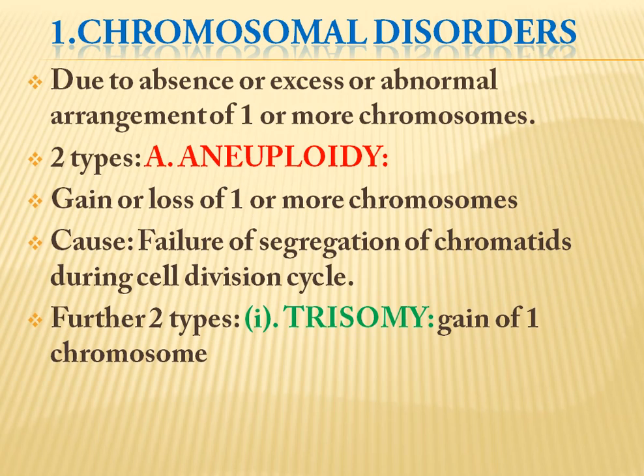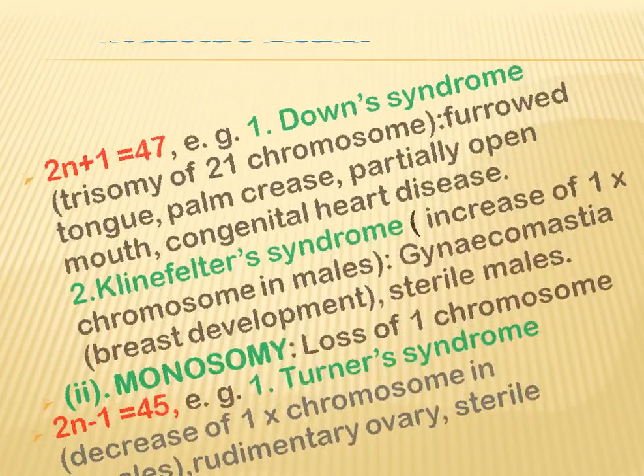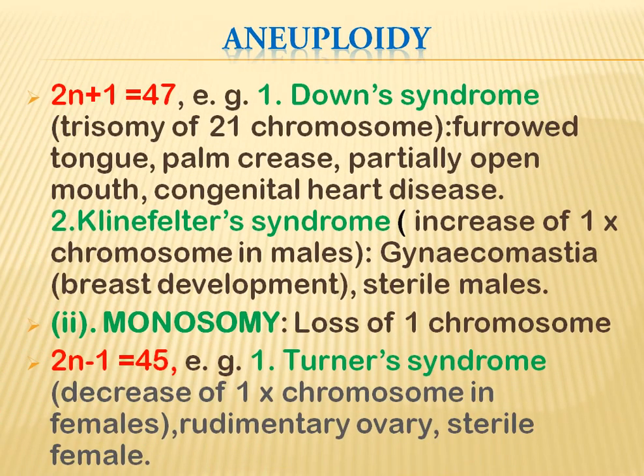First one is trisomy. In trisomy there is gain of one chromosome, that is 2n plus 1 equal to 47. Example, Down syndrome. In Down syndrome there is trisomy of 21st chromosome. Some common characters of Down syndrome are furrowed tongue, palm crease, partially open mouth, congenital heart disease, flat back of head, broad flat face, many loops on fingertips and palm crease.